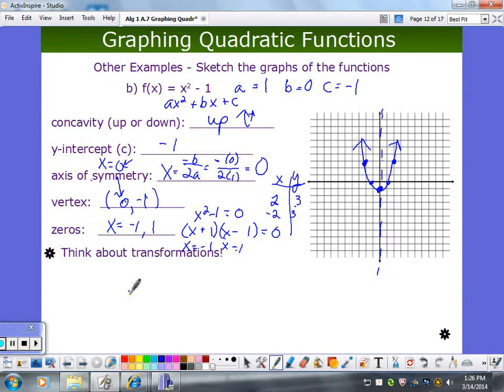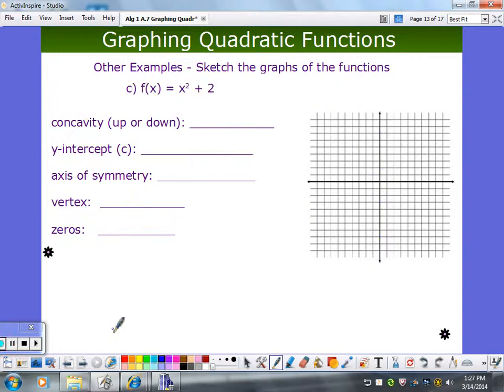Now remember we talked a little bit about transformation? x squared minus 1. If we think of our parent function, y equals x squared, what does x squared minus 1 do to it? What does the minus 1 do? Moves it down. Isn't that what we got? So, again, you're trying to get as many different ways to think about what it looks like as you can. So good. Let's try this one, x squared plus 2.